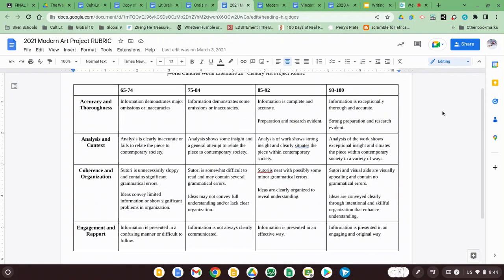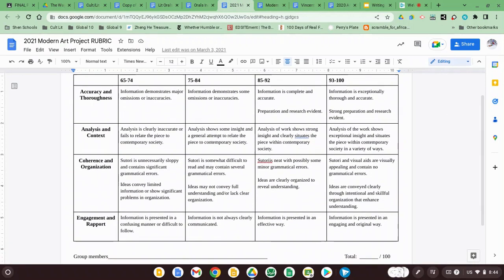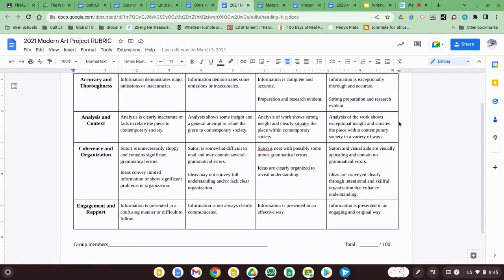They're evaluated again on a rubric. This one is fairly simple, right? Is it accurate? Are they thoroughly analyzing their topic? Is their analysis insightful, or is it kind of just a repetition of things that they've seen? Is it coherent? Is it well organized? And is it engaging?